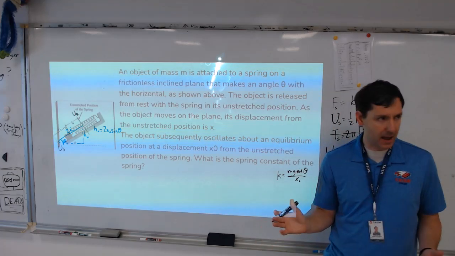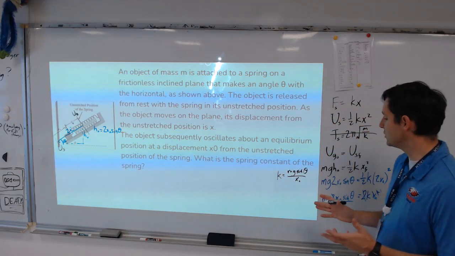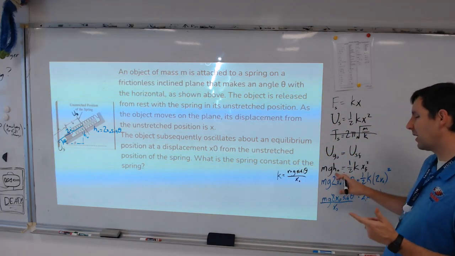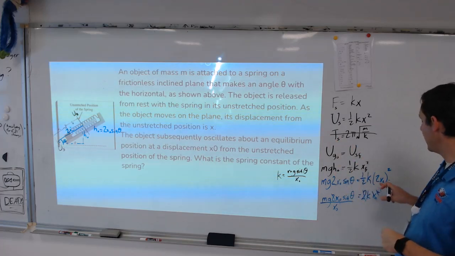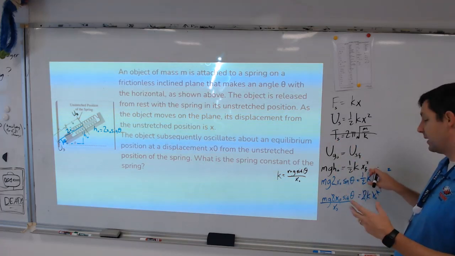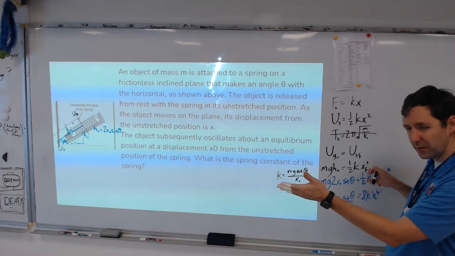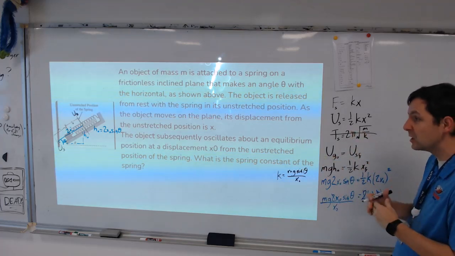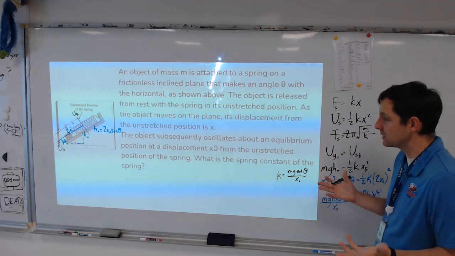And that wasn't all that bad, right? It wasn't all that bad. All I had to do was use conservation of energy. I had to be careful with the height to use the trig. I had to square the distance, which was the 2x for how far the spring has been stretched. But all in all, it was just conservation of energy.